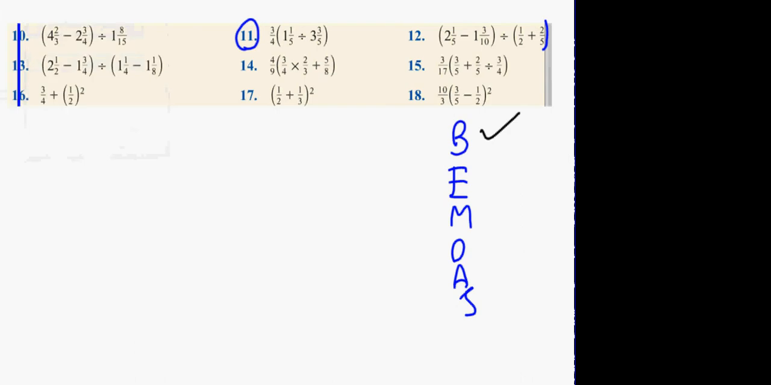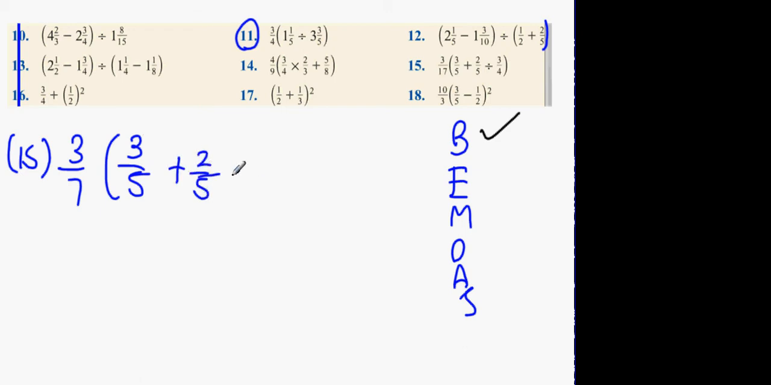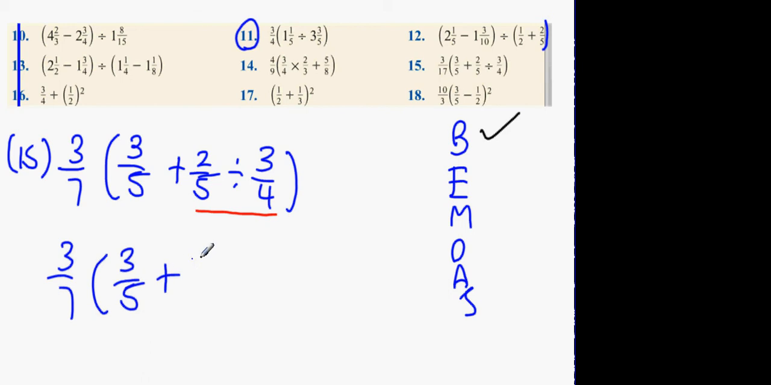So it's going to be 3/17, bracket. What does bracket mean? It's being multiplied, right? 3/5 plus 2/5, divided by 3/4. Okay, Orson, which part should I do first? Do the brackets first, and within the brackets, what should I do first? The division. How do you divide? You flip the last one upside down. Everything's grand, Orson. Not a mistake made yet.